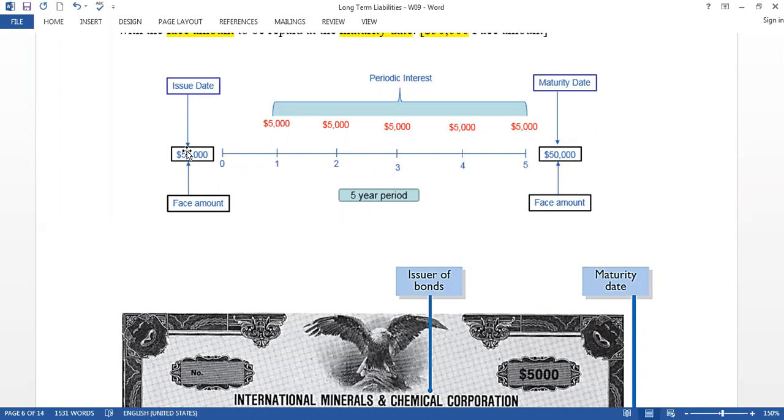Less than, right? Yes, because you sell it with a discount, so you are going to receive less money today. Now, if it is a premium bond, 5 years later, you will pay them $50,000. Today you are going to receive more than the 50,000, because premium means you are the gainer. But if it is a face amount bond, that means market rate and company rate are similar, then 5 years later, you will pay them $50,000. Today, you are going to receive the same money.